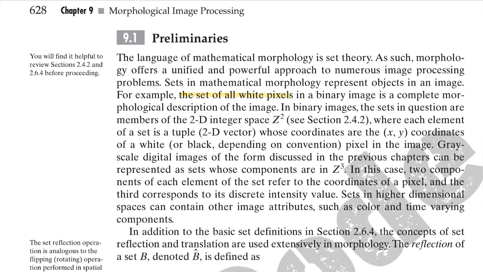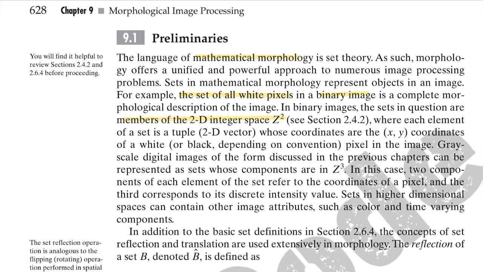Preliminaries. So preliminaries mainly deal with mathematical morphology. What is it all about? It's a theoretical framework mainly used in image processing where sets represent objects in an image. So what are the sets in morphology? First is the binary image. What is a binary image? Objects in a binary image are represented as sets of white pixels. These sets belong to the 2D integer space Z squared.